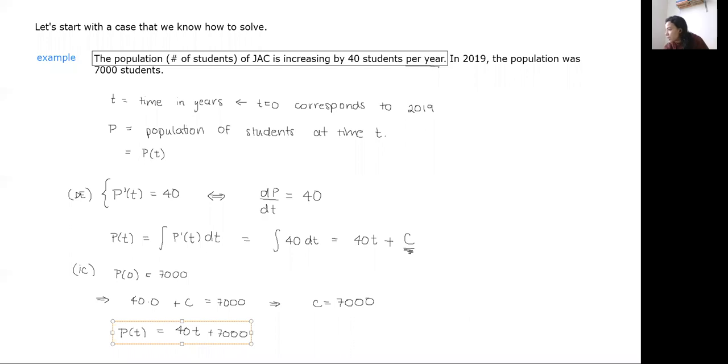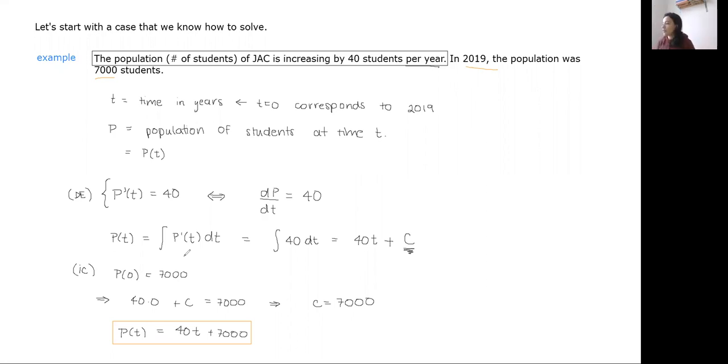Okay, so Julien Lemieux asks, is the initial year 2019 or 2020? So what I'm saying here is t is equal to 0 corresponds to 2019, which means that p at 2019, which is at t is equal to 0, is equal to 7,000, right? Because that's the population that we have. In 2019, the population is 7,000 students, which means that at time 0, the population is equal to 7,000. Is that okay, Juliette? For anybody else that didn't understand that part? Yeah, okay, good.